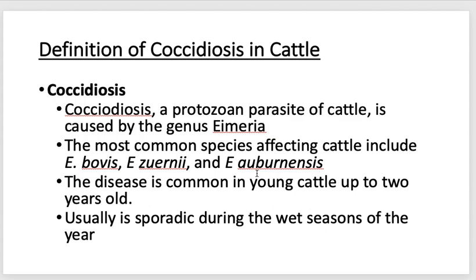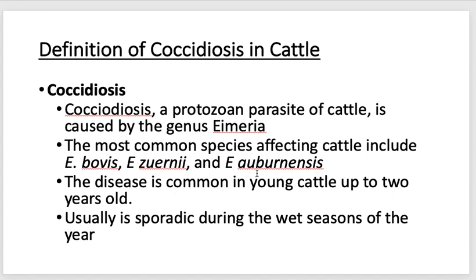These three species are the ones very commonly causing disease in cattle. And the disease is common in young cattle up to 2 years old. So this is a disease of young cattle, very common in calves. It can happen in adult animals, but it's very rare. It's common in young cattle up to 2 years old.